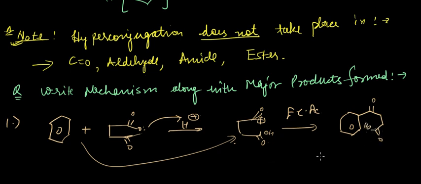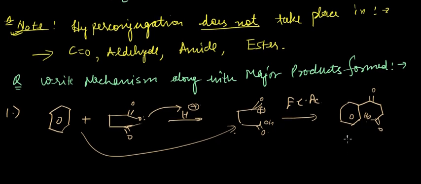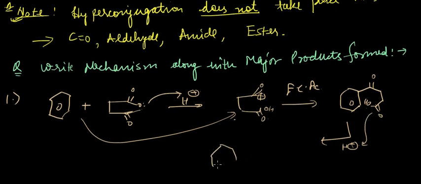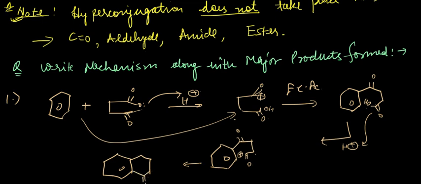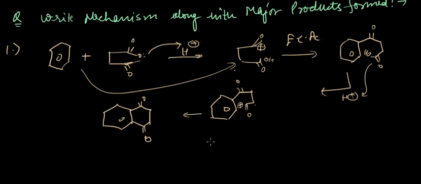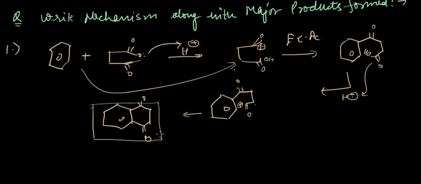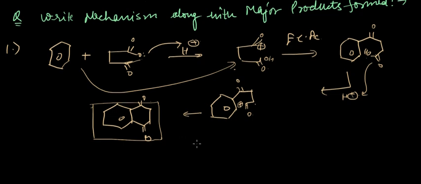If we have a strong enough acid, then even with the carboxylic acid we will again get a positively charged carbocation as an intermediate. Counting 1, 2, 3, 4, 5 and 6, a six-member ring can be formed, something like this. This is the major product formed, and we wrote the mechanism while forming the product itself.